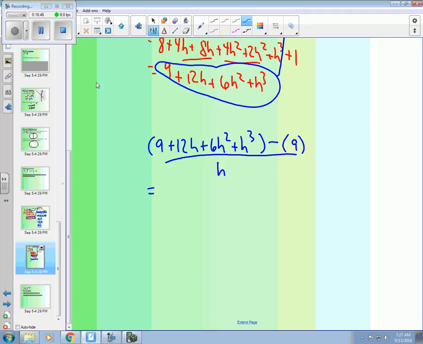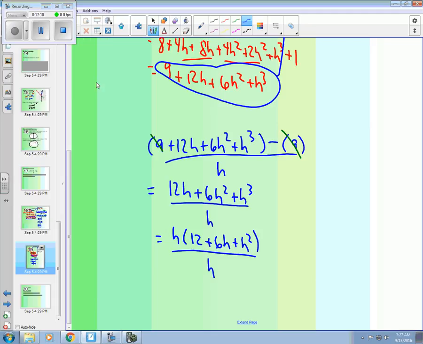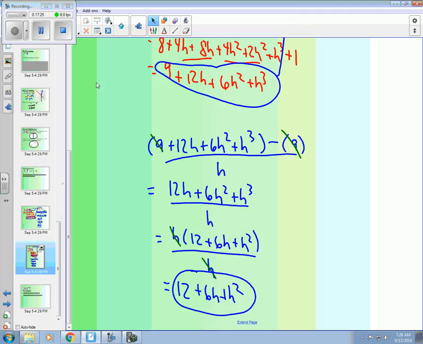What does that simplify to? Well, we know 9 minus 9, that's going to cancel out and equal 0. So we have 12h plus 6h squared plus h to the third all over h. All those terms on top have an h. Factor it out. And then we can cancel these h's. And so the difference quotient answer on this one would be 12 plus 6h plus h squared. Okay, and that would be the solution to that one.